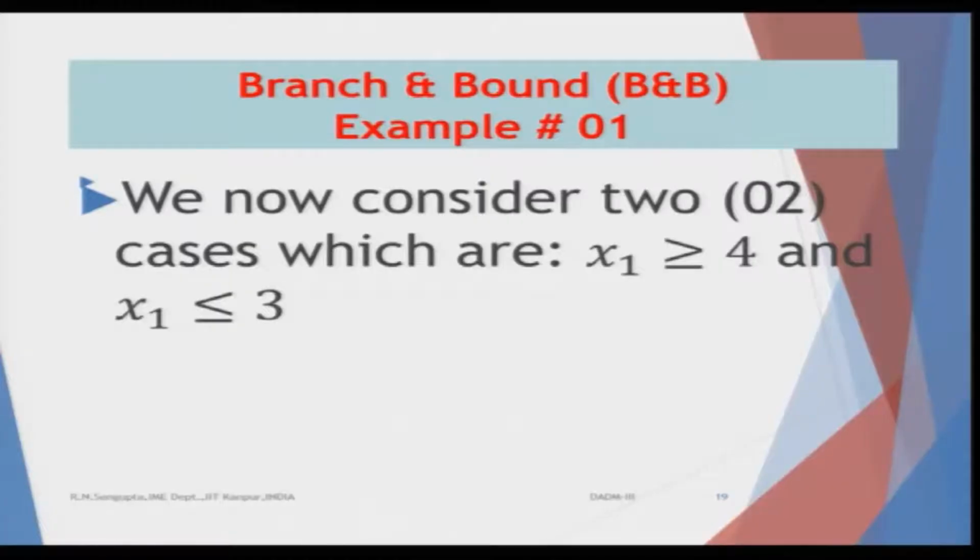Now, we consider two cases, because x1 is 3.8. So, x1 could have been 4 or could have been 3, and we will basically branch out from there. In one branch, you will take x1 as 4, and in the other x1 is 3, and the value of x2, which is already 3, would be considered as it is, and we will proceed.